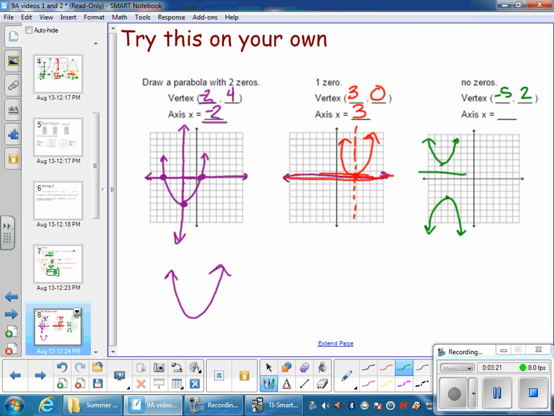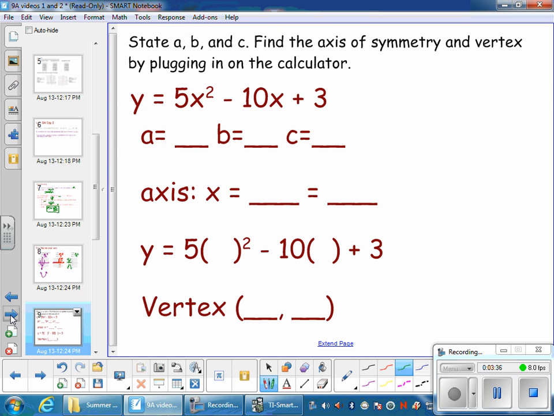And again, the axis of symmetry is the x-coordinate of the vertex, so it's where it cuts that parabola in half. So the axis of symmetry is x equals -5 because it's a line. All right, and that's the last thing we're going to do with zeros.